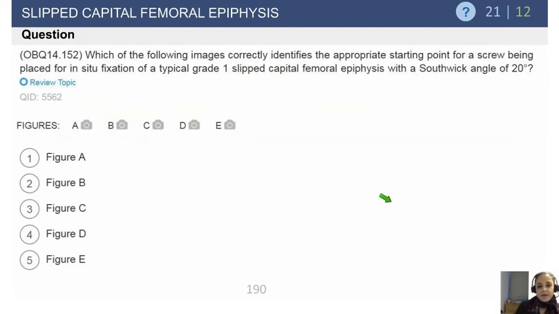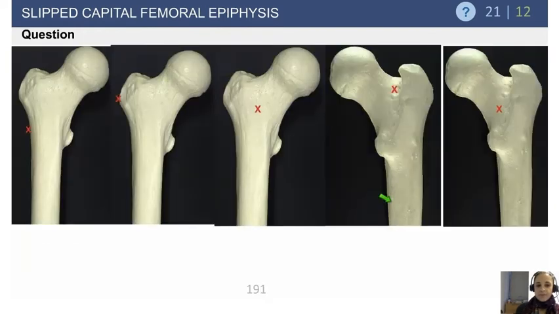So our next question is asking about treatment. Where is the starting point for in situ fixation for a slipped capital femoral epiphysis with a Southwick angle of 20 degrees? Now we know, because we just went over this, that a Southwick angle of 20 degrees is a mild slip. So where are we going to start our pin?